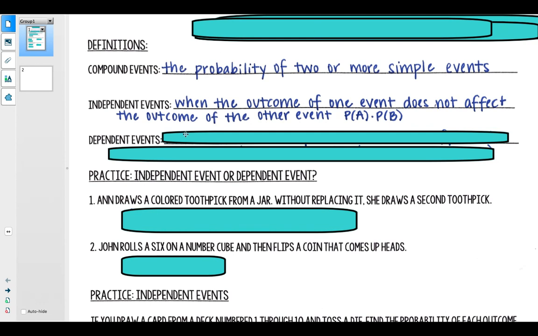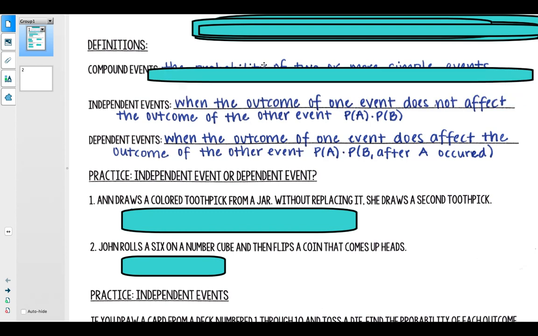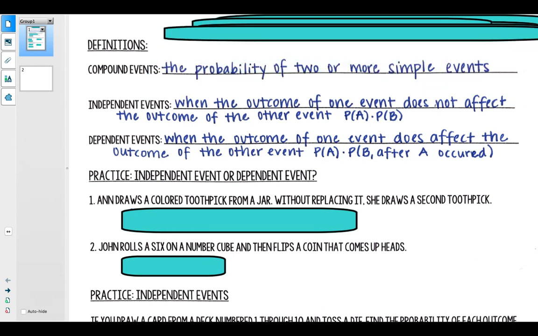Whereas with a dependent event, it's when the outcome of one event does affect the outcome of the other event. So we would take the probability of A, the first event, and then multiply it by our second probability after A has occurred. So think once again, we have that deck, but now we don't replace the card back. So the first thing we're going to look at is just practice. Is it an independent event or is it a dependent event?